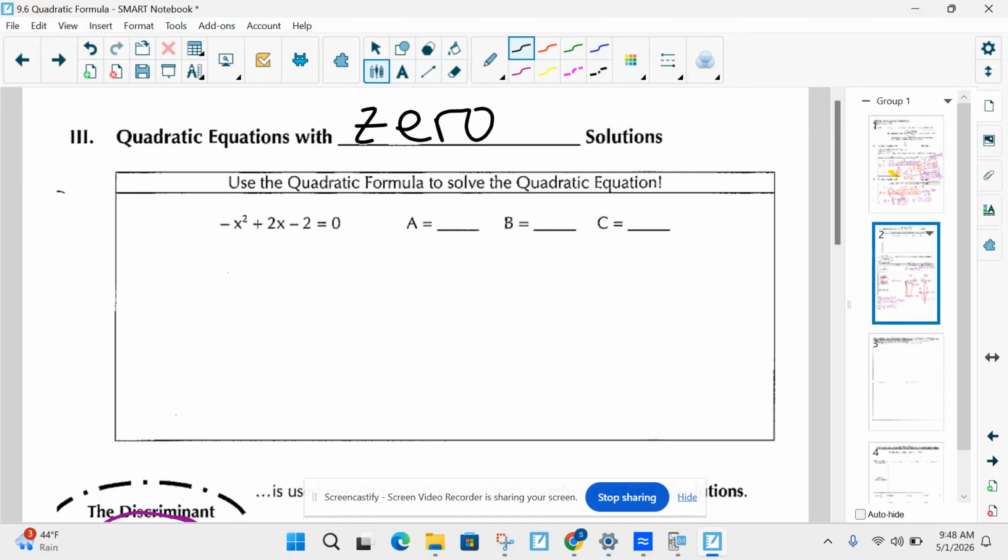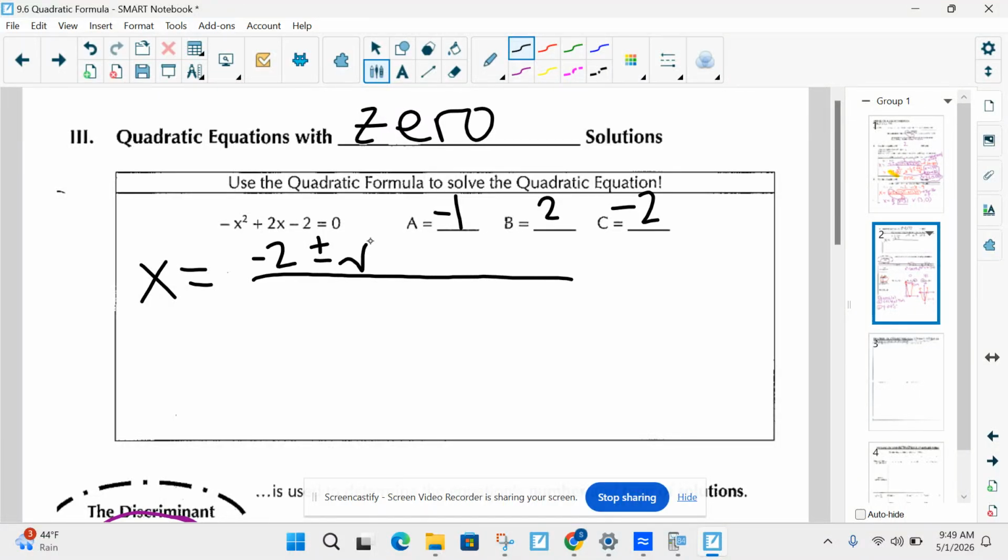All right. So here our A is -1, our B is 2, and our C is -2. The particular combination of A, B, and C will cause the parabola to not have any solutions, and we'll find out how that is using the quadratic formula. So x equals negative b, which would be negative 2, plus or minus the square root of b squared, which would be 4, minus 4 times a times c, all over 2a, which is negative 2.